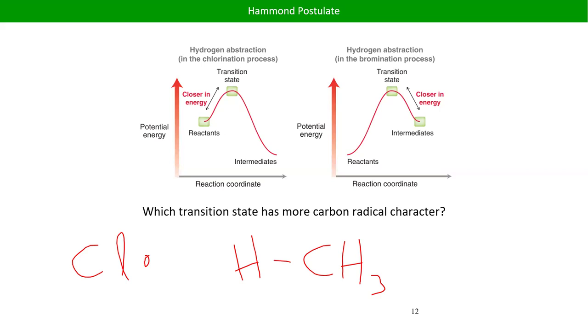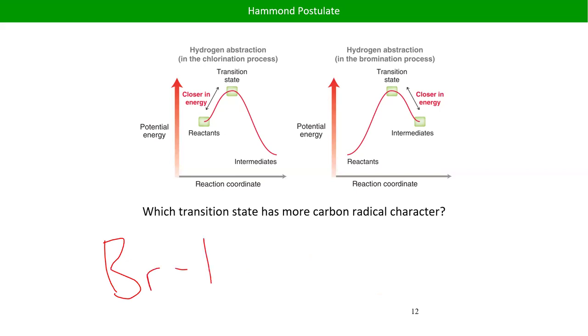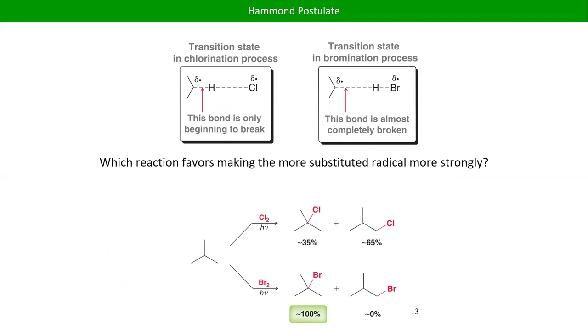So it would look something more like closer to that. You're still going to be able to see bonds. It's really going to be halfway in between the reactants and products, but it's going to be closer. It's not exactly halfway. It's not true halfway. It's going to look more like the intermediates in the case of bromine. It's going to look more like the reactants for the step in the case of the chlorine.